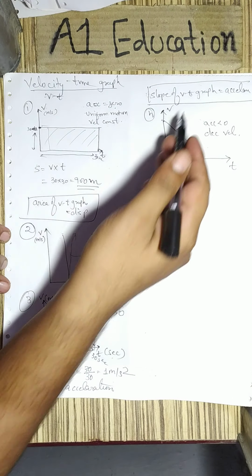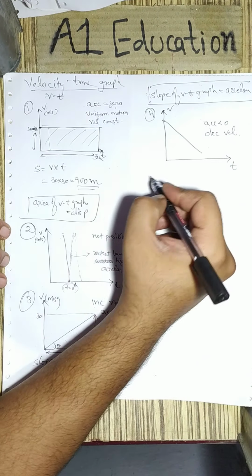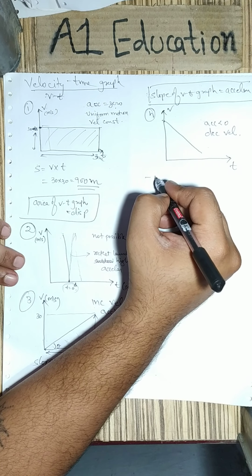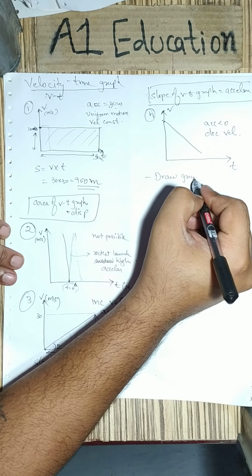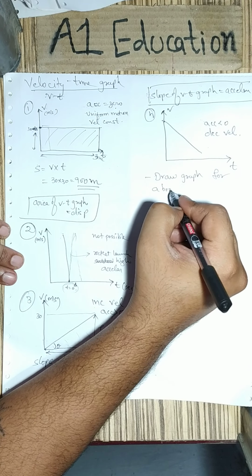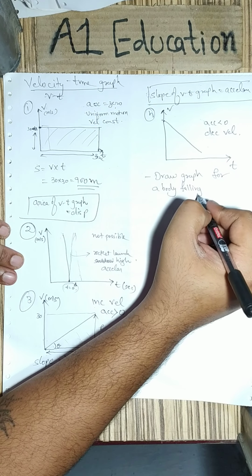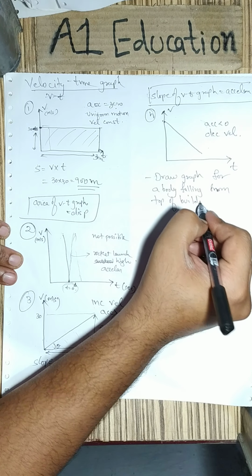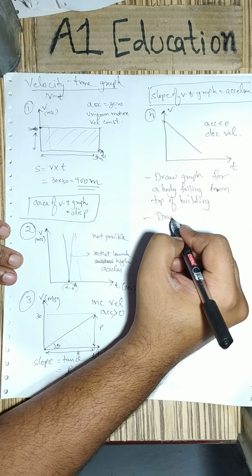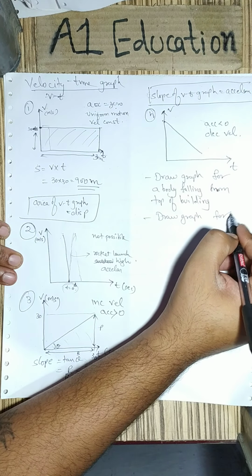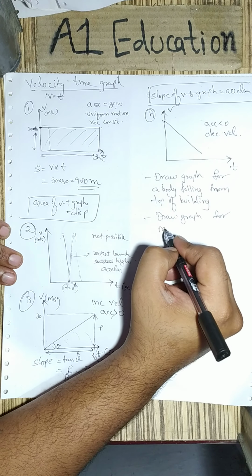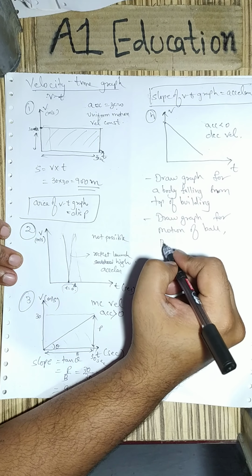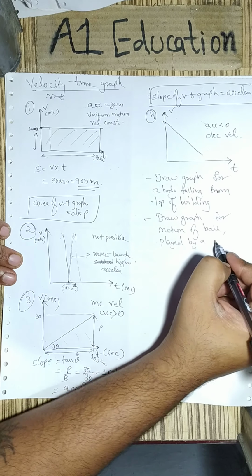These are some simple graphs I have drawn for velocity and time. You can also draw graphs for yourself. Let me give you a question to draw the graph. You can write a question as: draw graph for a body falling from the top of a building. Draw graph for motion of a ball played by a kid.